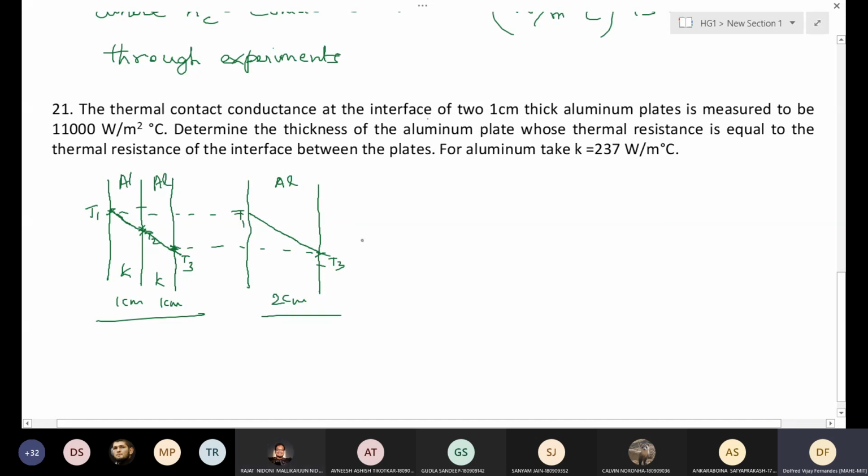Now we have to appreciate that because of the two separate plates, there is an extra resistance, the contact resistance, and because of that there is a huge decrease in the rate of heat transfer. So we have to find out what is the thickness of the aluminum plate which replaces the interface, so that we can assume perfect thermal contact. Given h_c is given.